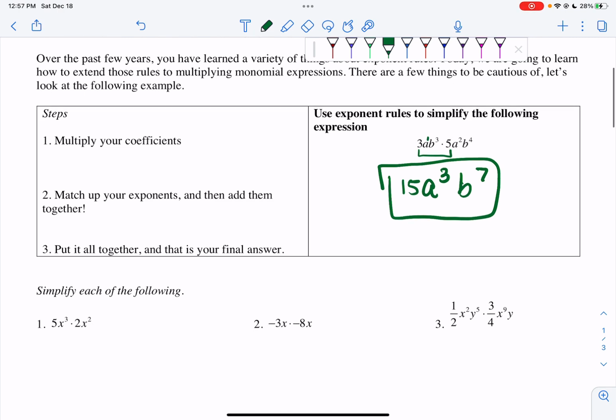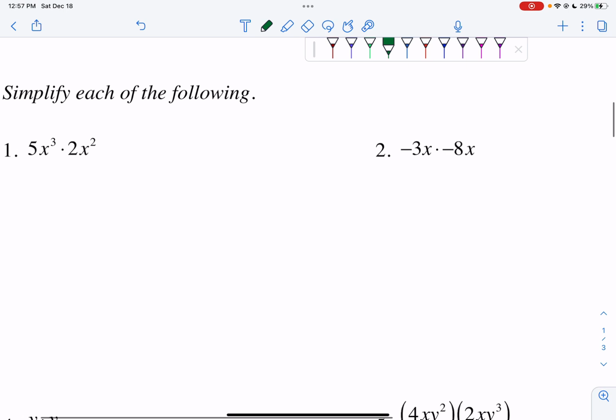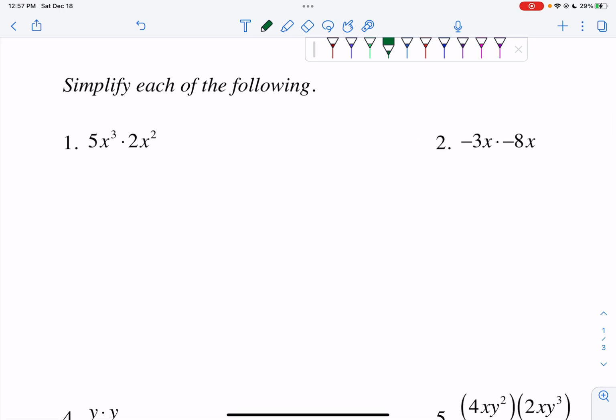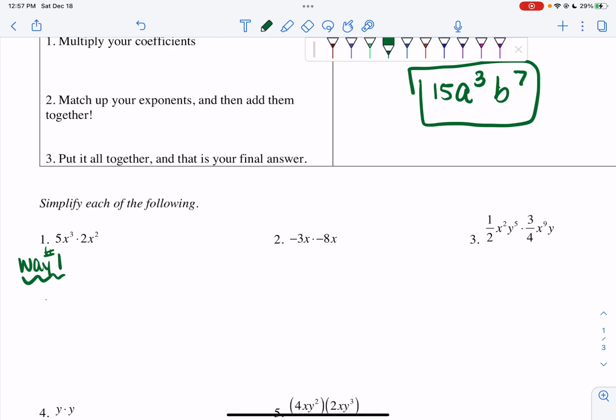Now let's simplify each of these questions. We have 5x to the third times 2x squared. I'm going to do something a little differently. I'm going to do it the first way we did up top, but I'm also going to show it a little differently as well. So I'm going to show two ways for this one. Way number 1: multiply your coefficients. So I'm going to do 5 times 2, which is 10. Then match up your exponents and add them together. So x to the third and x squared, 3 plus 2 is 5. So I have 10x to the fifth. And that's my final answer.